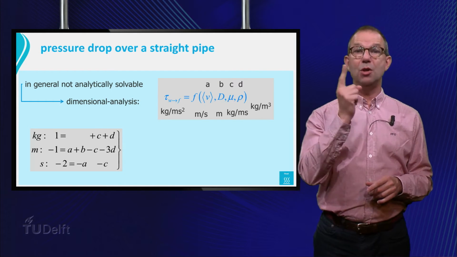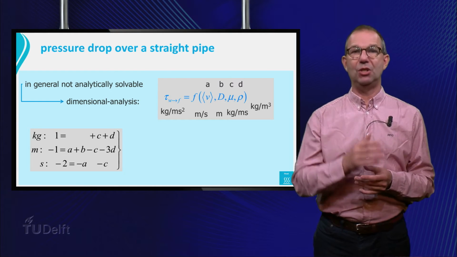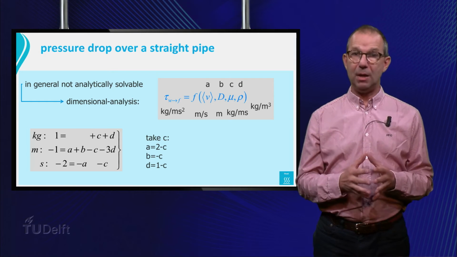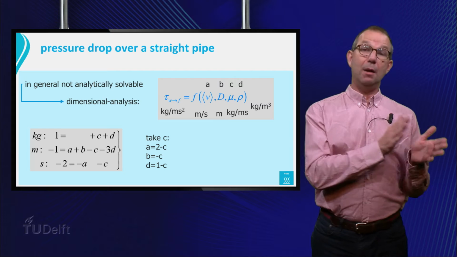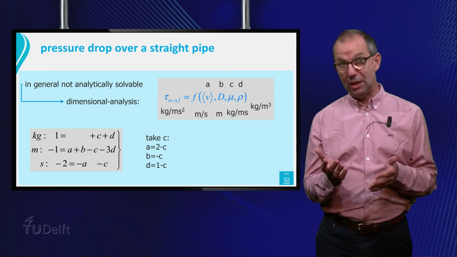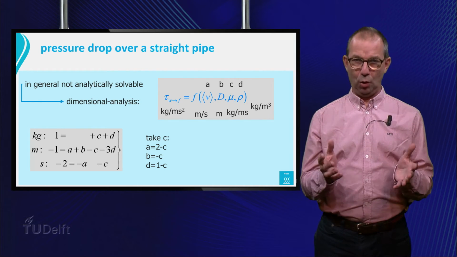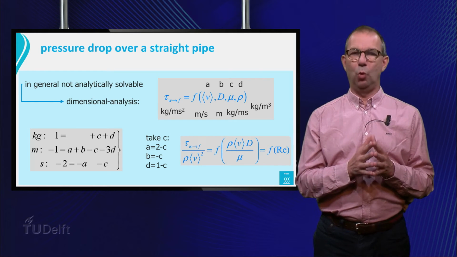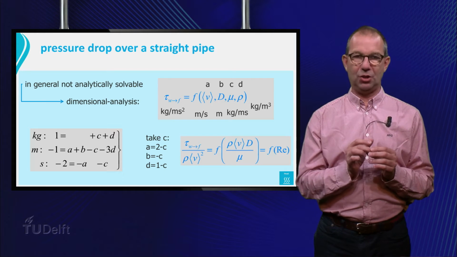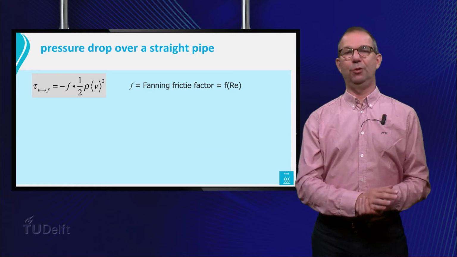This is one unknown more than we have equations. So we can express, for instance, a, b and d in c. That gives a equals 2 minus c, b equals minus c and d equals 1 minus c. Use this in the original expression for the stress at the wall and we find the wall shear stress, made dimensionless by rho v squared as a function of the Reynolds number. We write this in a slightly different form.